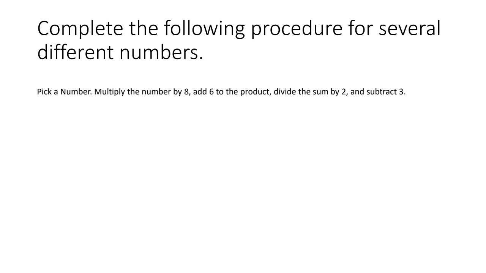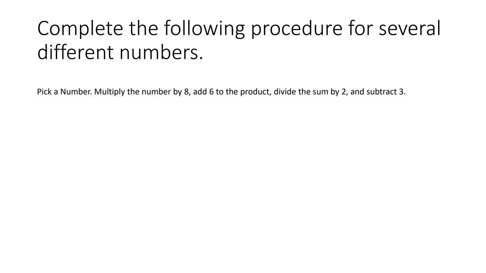Now we're going to complete the following procedure for several different numbers. The procedure reads, pick a number. I always tell my students, back when I was a child, they would show this as a magic trick on TV. I remember even David Copperfield did this. They would tell you, hey, everybody at home, follow the procedure, and at the end I'm going to tell you what your number is. So it was sold as a magic trick. And it's pretty simple, so you could do it right now.